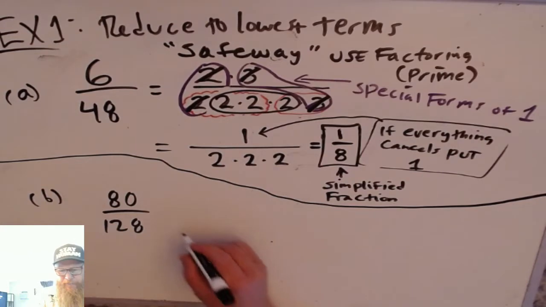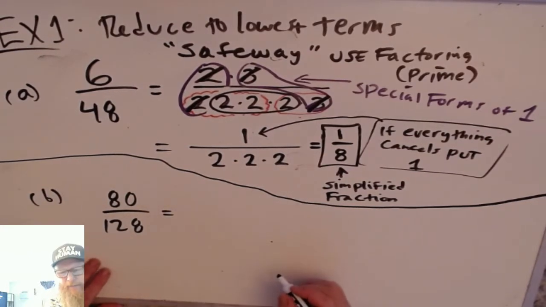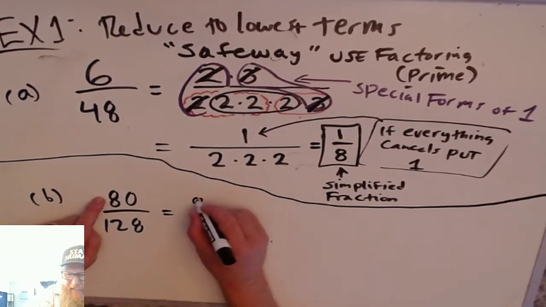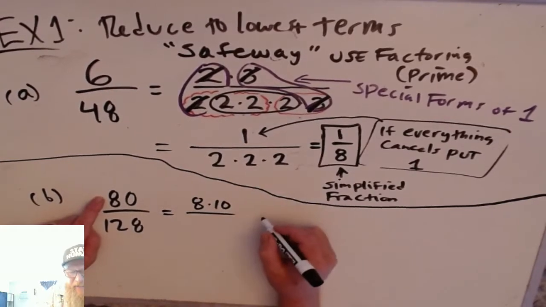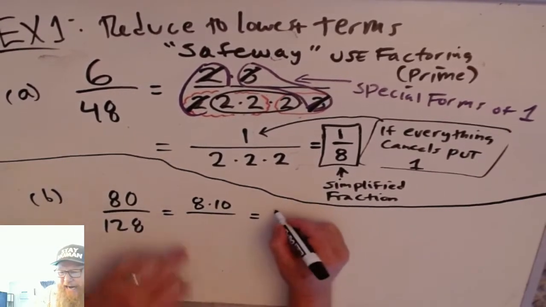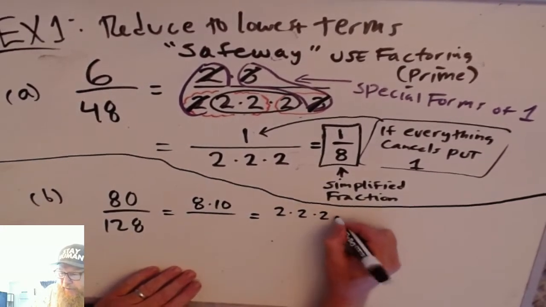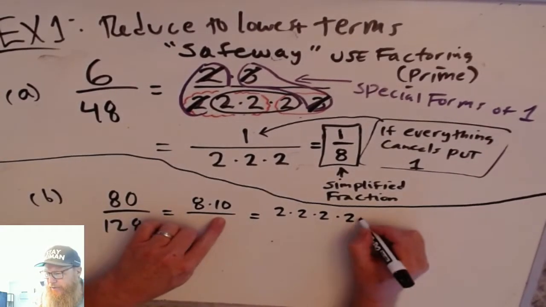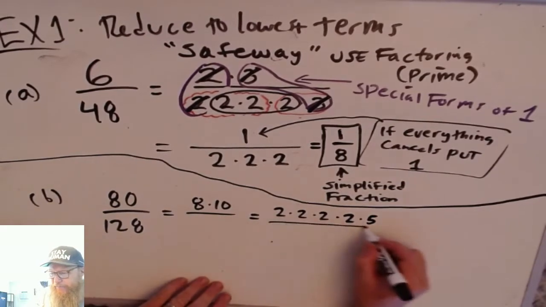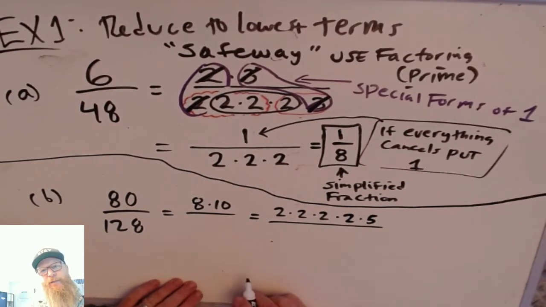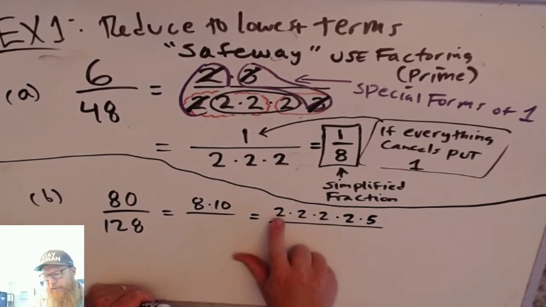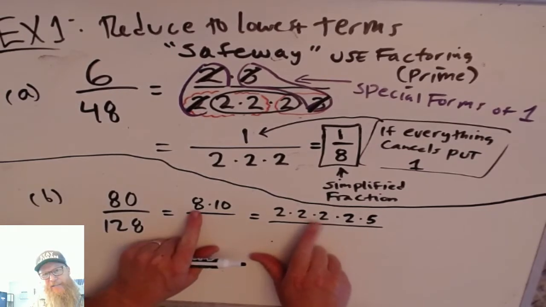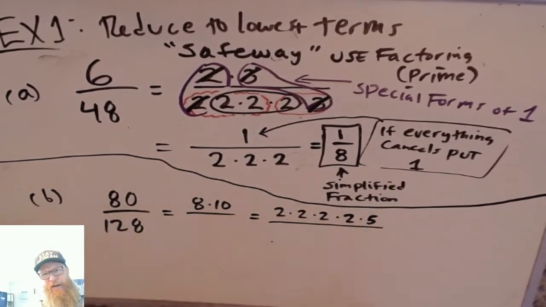Let's try this one. 80. All right, so 80 is 8 times 10. I'm just going to do the top first. 8 is 2 times 2 times 2. That's 8. And 10 is 2 times 5. Now make sure that you got the right number of 2's. You got 2 times 2 times 2, that's the 8. And then you got 2 times 5, that's the 10.